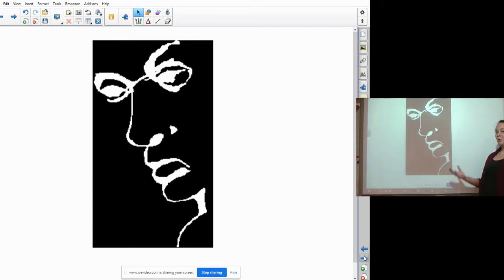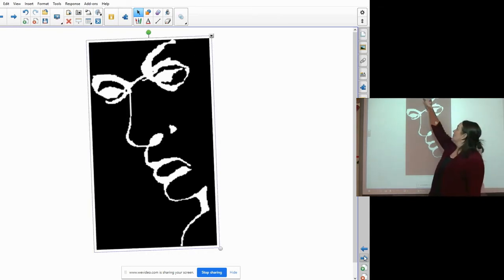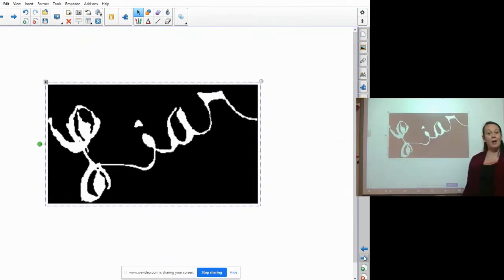Awesome. So all of us are looking at this. Some people might see the shadow or the outline of a person, or some people might see that it says the word liar on it.